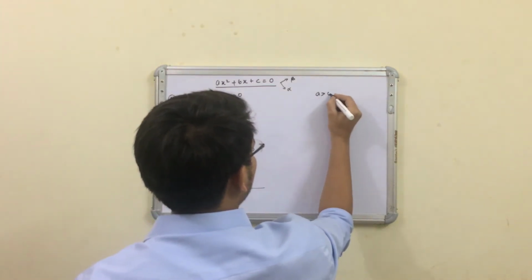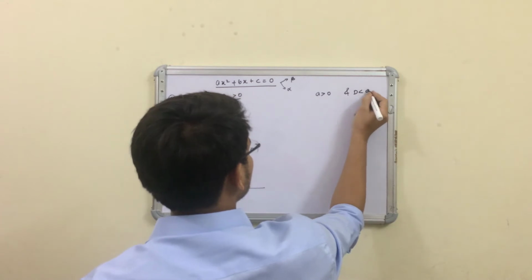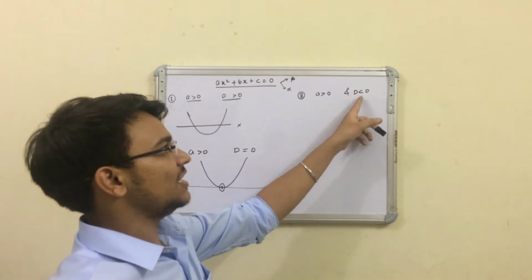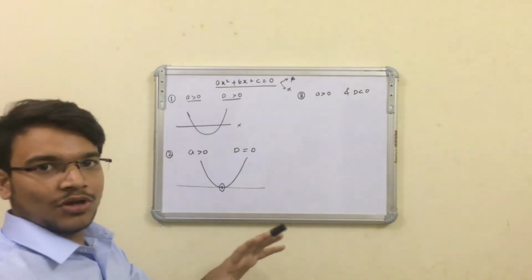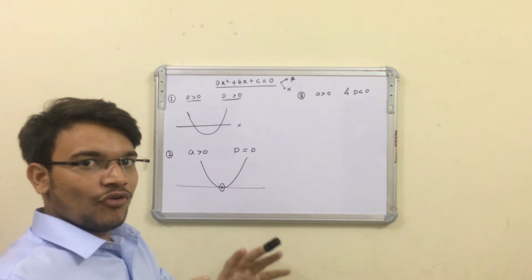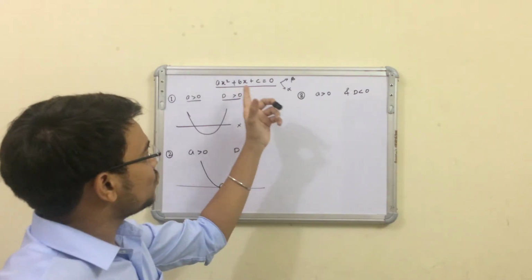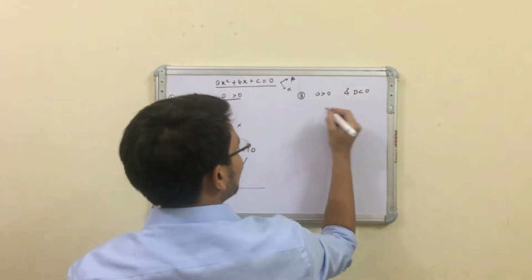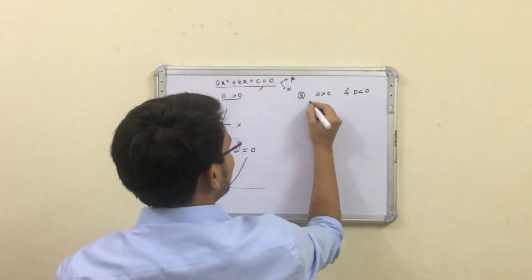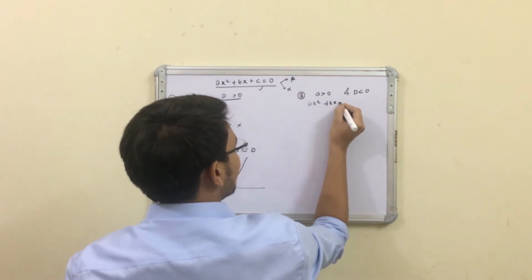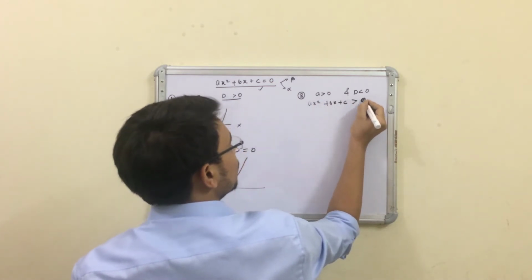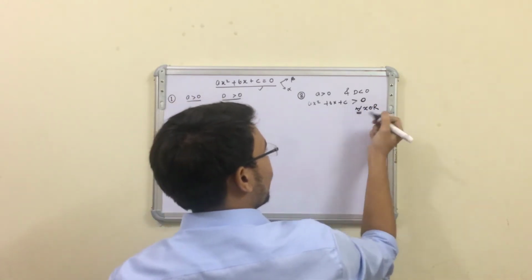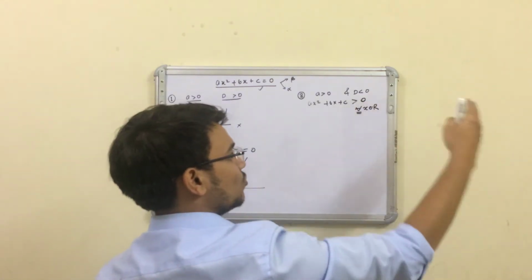a greater than 0 and D less than 0. This is our third case. In this case, a is greater than 0, so the parabola opens upward, and D less than 0. It means that the graph of this quadratic equation always attains a positive value for all real values of x. That is, ax² + bx + c is always greater than 0 for all x belonging to R.